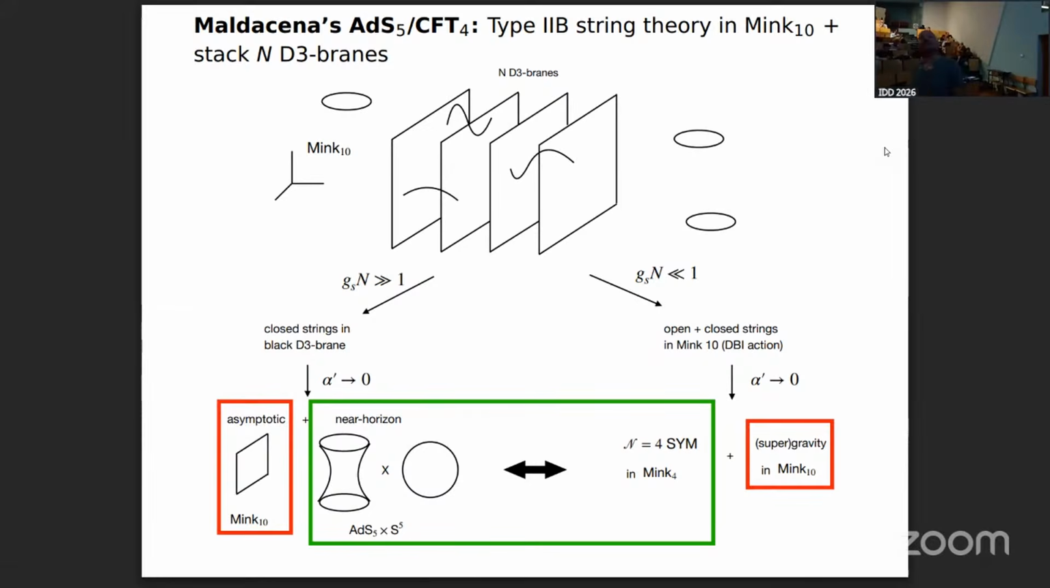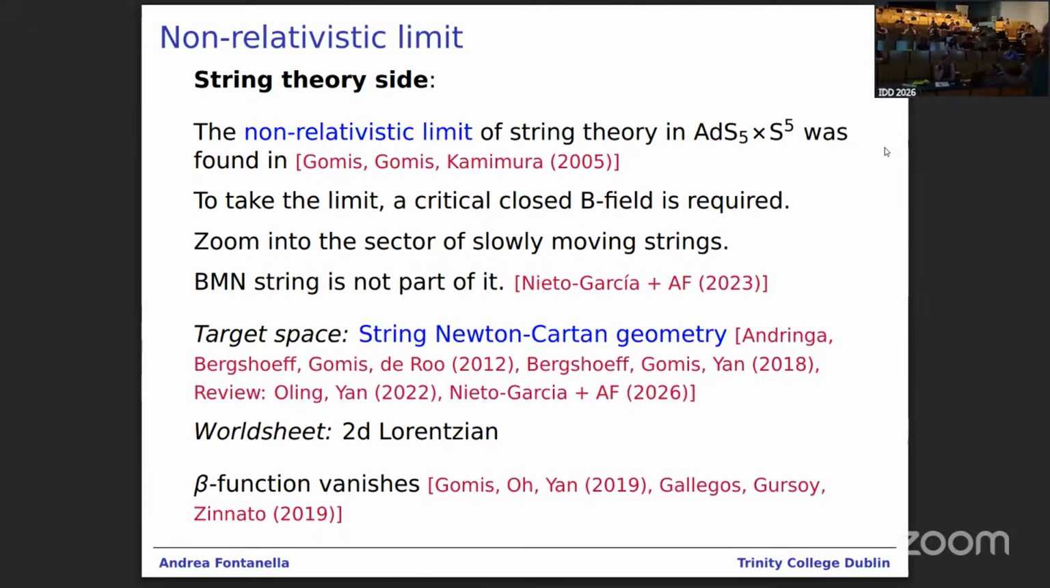So the idea now is, can we incorporate limits into this picture in a consistent way, such that we can derive a novel type of holography in this limit? I will focus on the non-relativistic limit. What we know about it, in particular for the string theory side: the non-relativistic limit of string theory in AdS5 × S5 has been worked out by Gomis and Kamimura. In their procedure, which is a strict limit, they have to turn on a closed B field. You need this critical B field in order to cancel a divergence. What you are doing physically when you take this limit is zooming into a sector of your relativistic AdS5 × S5 theory where the strings are slowly moving. So in particular, the famous BMN string of AdS5 × S5 is not part of that sector.